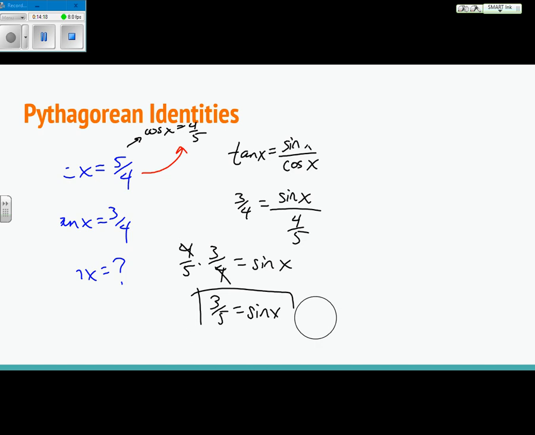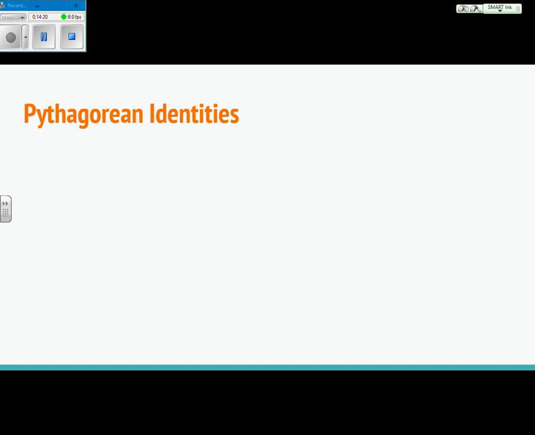All right, 3 more identities. Blake, you might have to remind me how I did this yesterday because it worked out really well. Oh, I started with that triangle, didn't I?